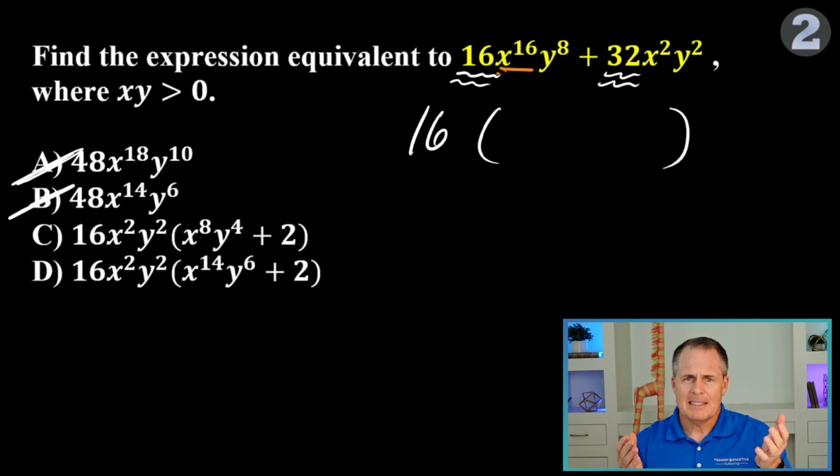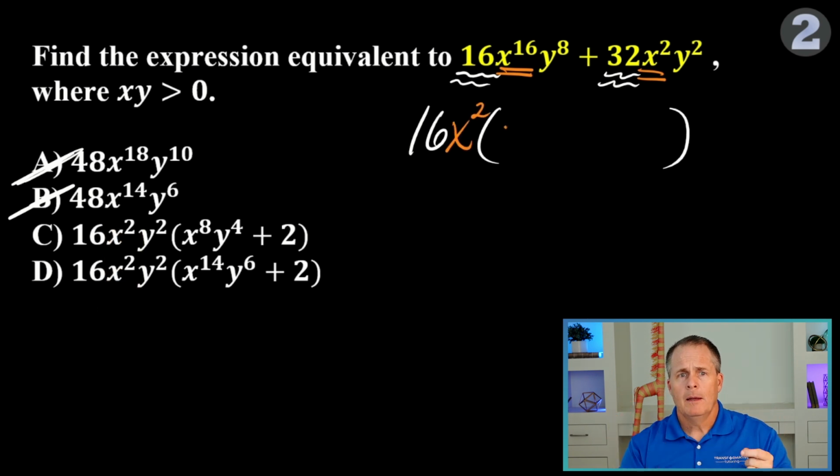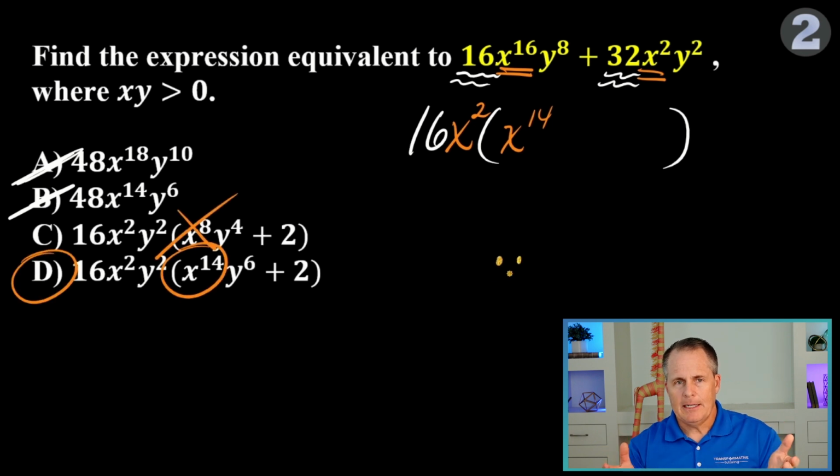How many x's can you factor out? Both answers say x squared, so clearly it must be x squared. But what's going to be left behind when you take out the x squared? Well, x to the 14th here and no x's back there. So the answer is D.